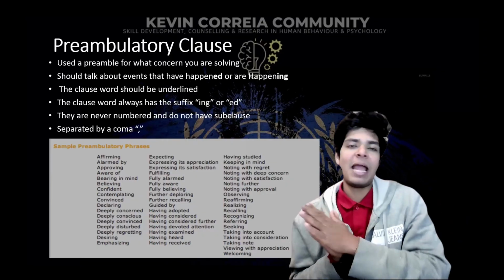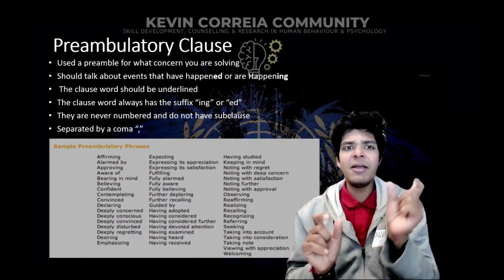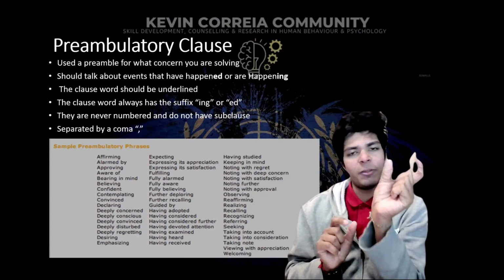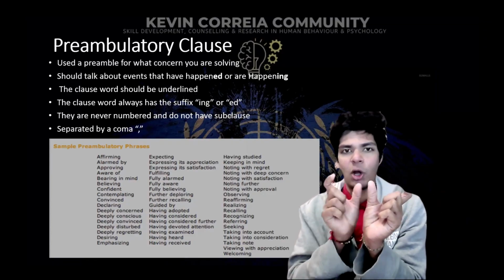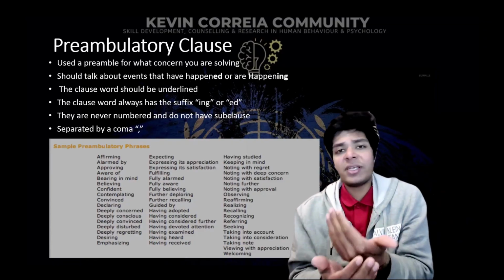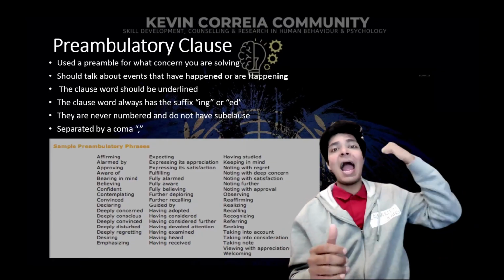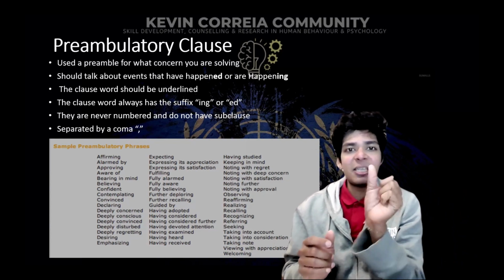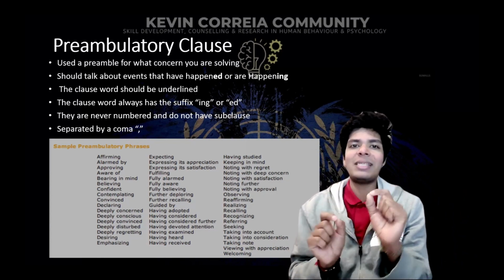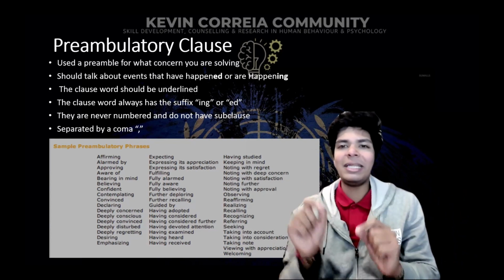But about a preambulatory clause, the first word that we use of the preamble is called a preambulatory clause. Now, obviously, because we are solving a particular concern that is either happening or has happened in the past, the suffix to the clause always ends with ing or ed.